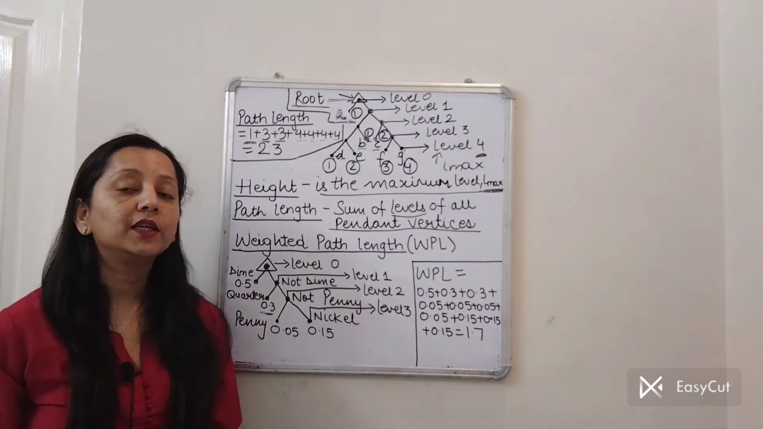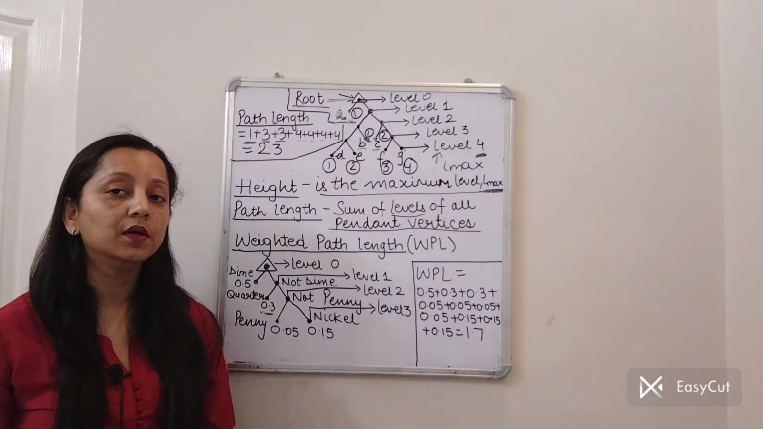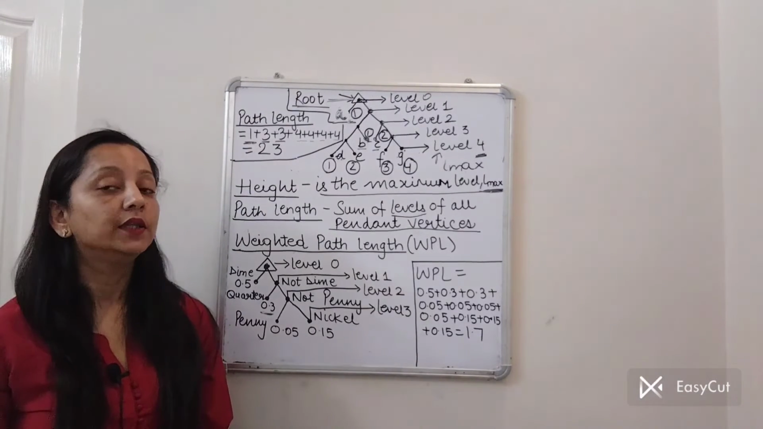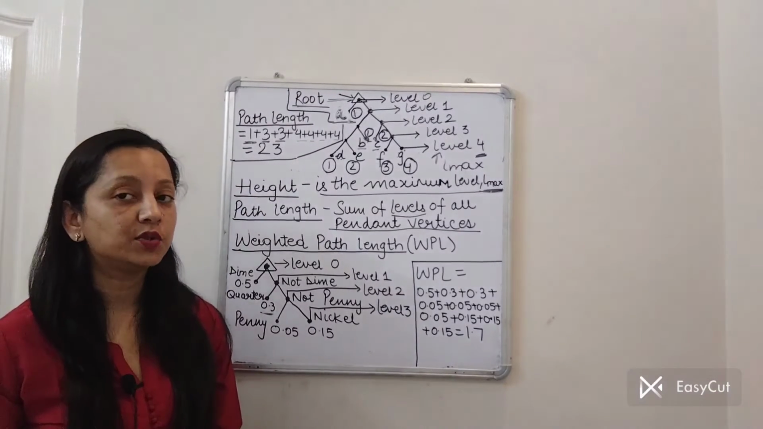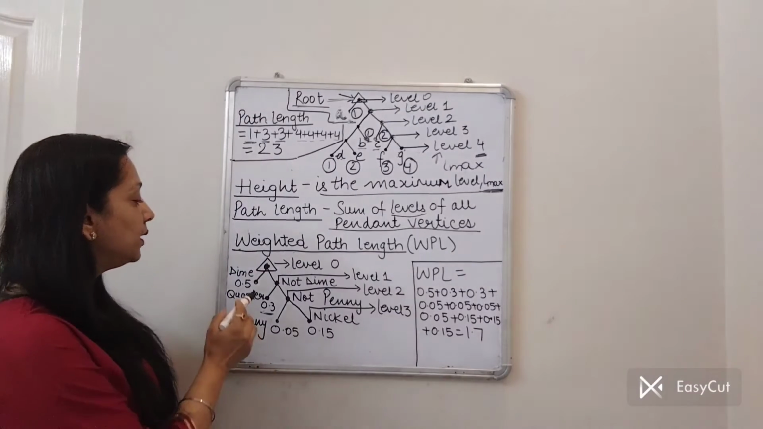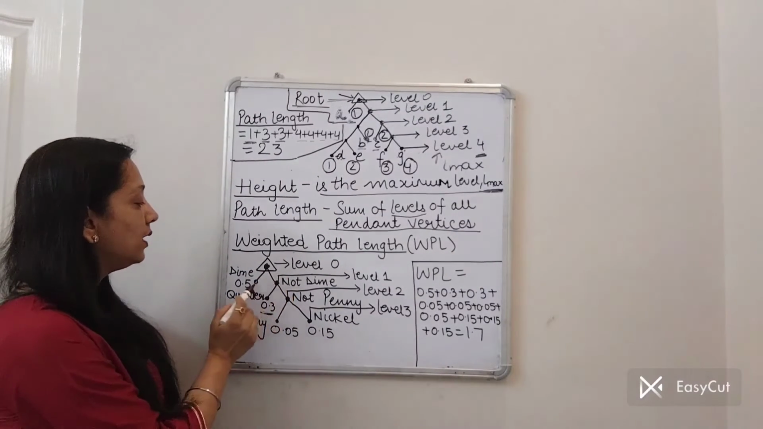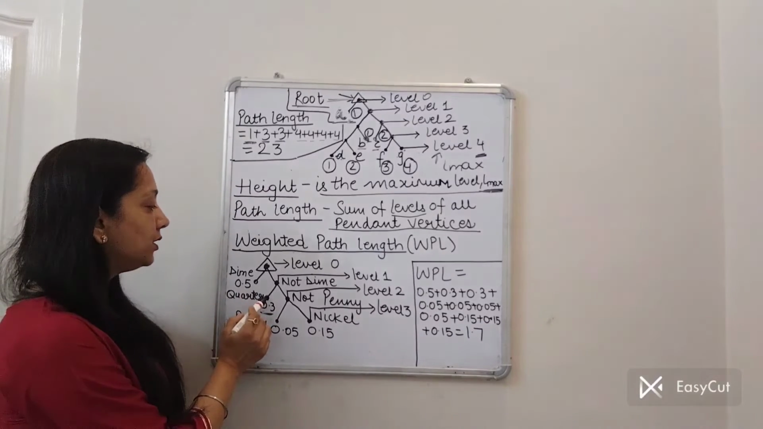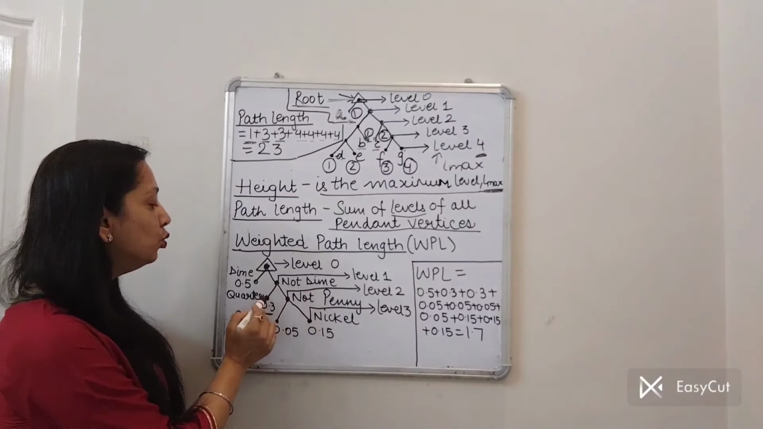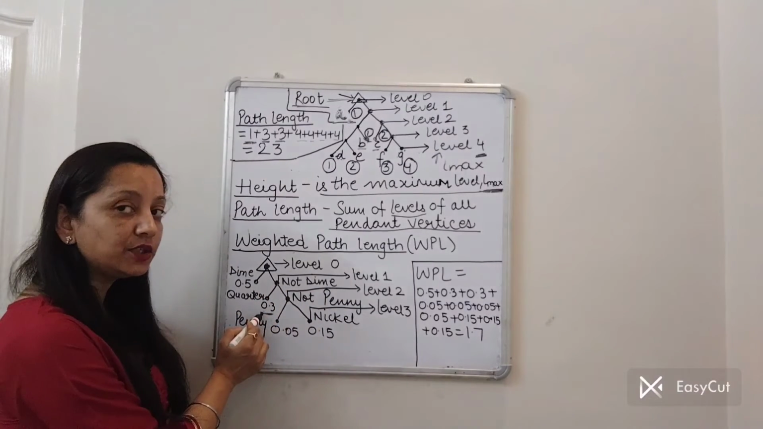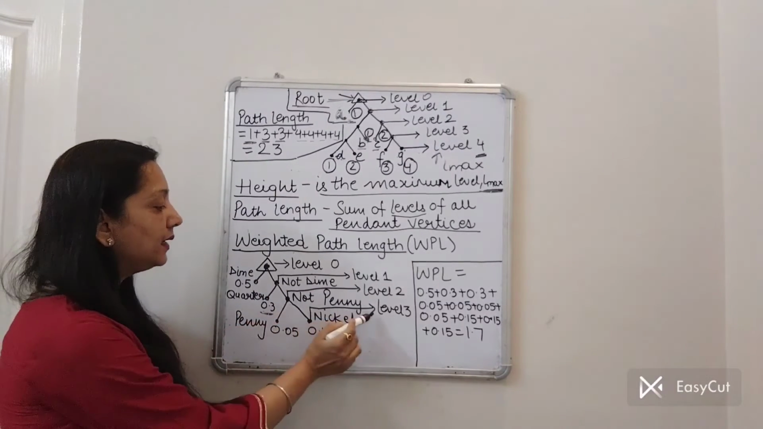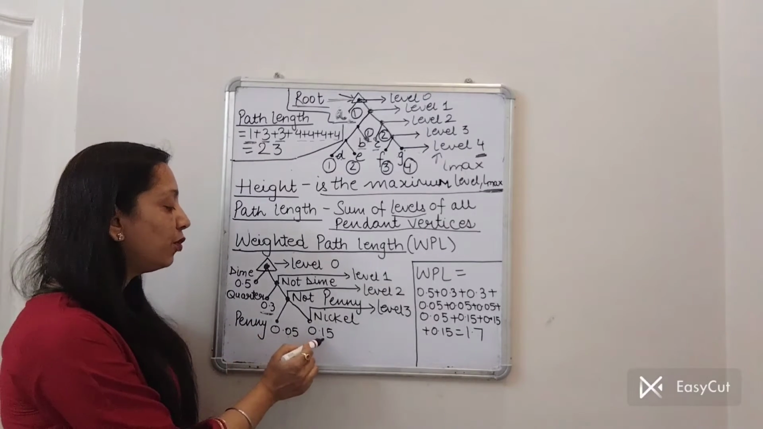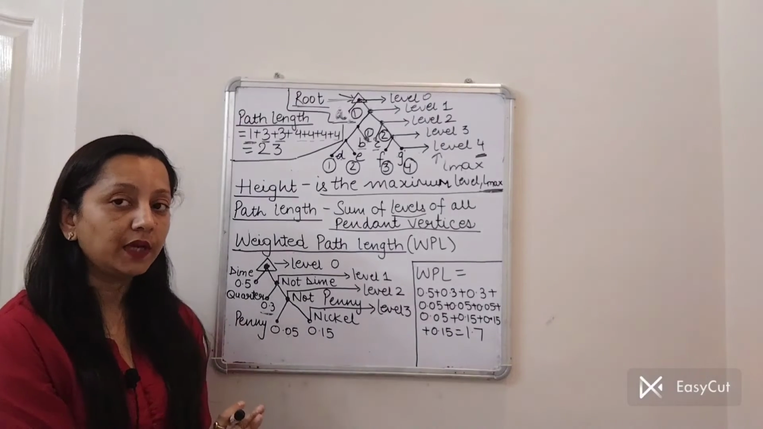Okay, so how do I find out the weighted path length? The concept is same here. We are concerned with the sum of the levels of all the pendant vertices. The only difference now here is that a weight is associated with the pendant vertices. Like you can see here that at level 1, the pendant vertex is having weight 0.5. Then at level 2, the pendant vertex has a weight associated with it which is 0.3, and at level 3 there are 2 pendant vertices which have weights 0.05 and 0.15 associated with them, right?